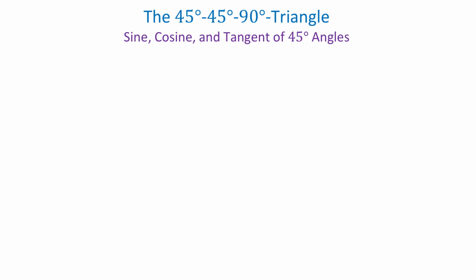In this video, we will talk about the 45, 45, 90-degree triangle and the trigonometric functions sine, cosine, and tangent of 45 degrees. This is one of the special right triangles in trigonometry. So let's have a right triangle, and one of the acute angles will have the measure of 45 degrees.